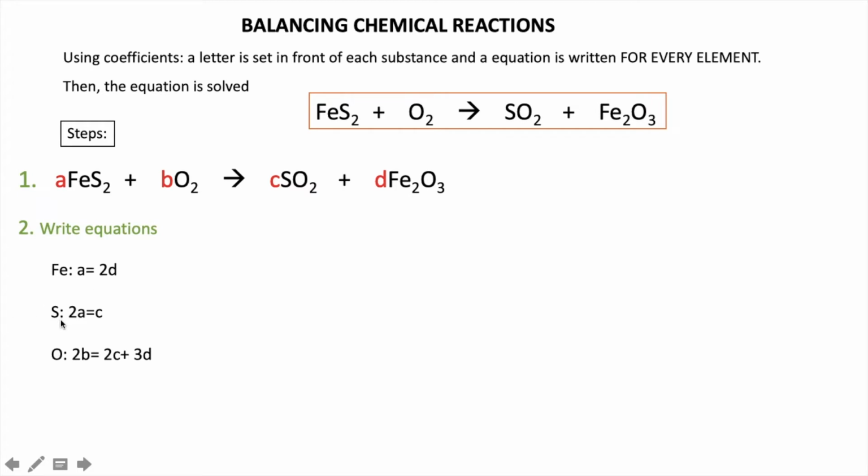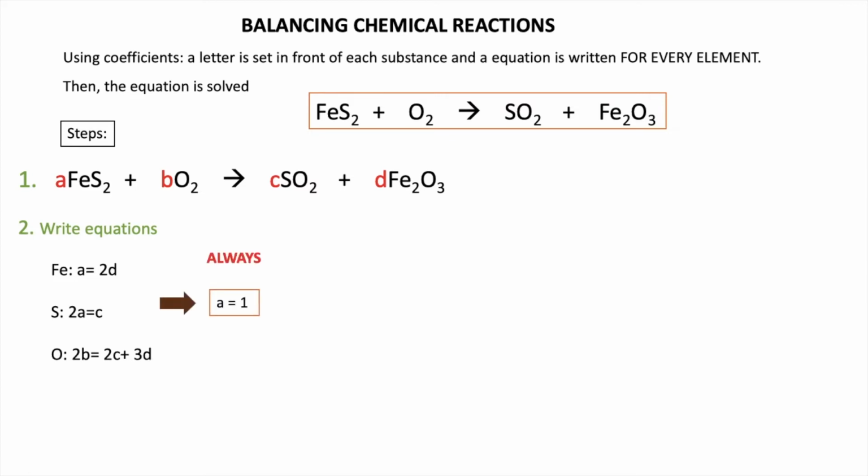Then let's follow with sulfur. How many do we have in A? 2. So we put 2A, nothing in B, it's equal to C, and nothing in D. And the last one, oxygen. Nothing in A, 2B is equal to 2C plus 3D. And we write the equation.